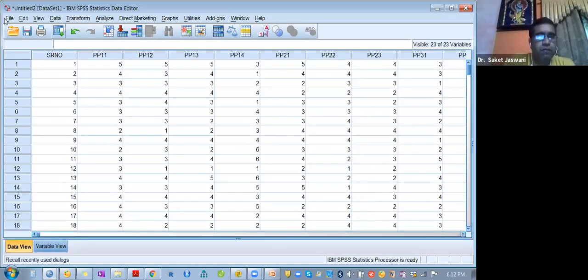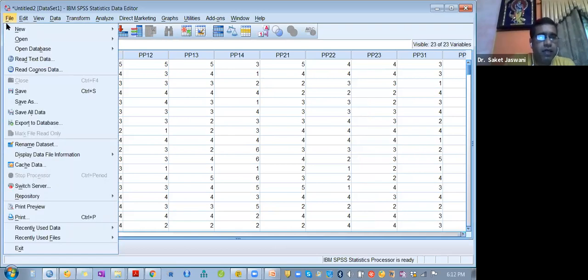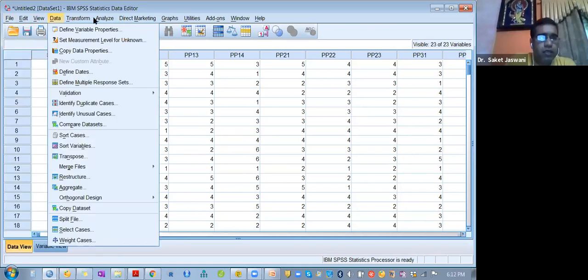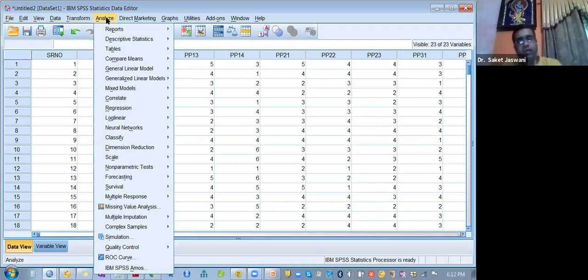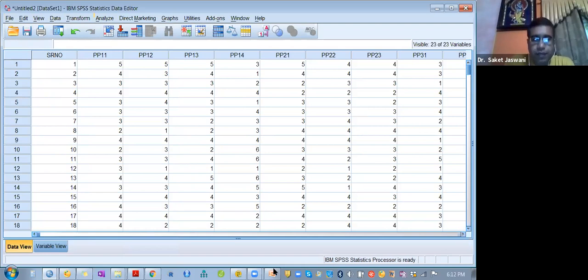You can click the file tab and see various options. You can open new data, open other sheets, and there are save and save as options. The most important tab is analyze. This is the tab where all the analytical techniques are available. This tab is used to analyze your data, so you need to work on this analyze tab.